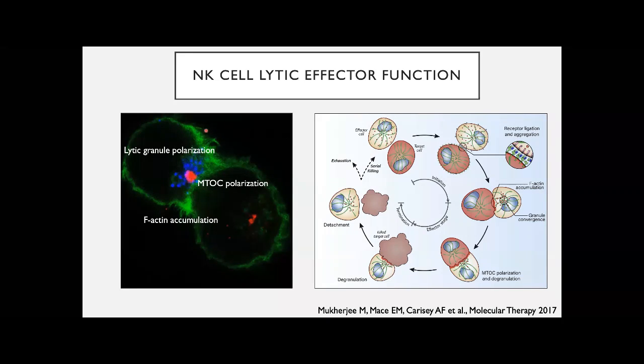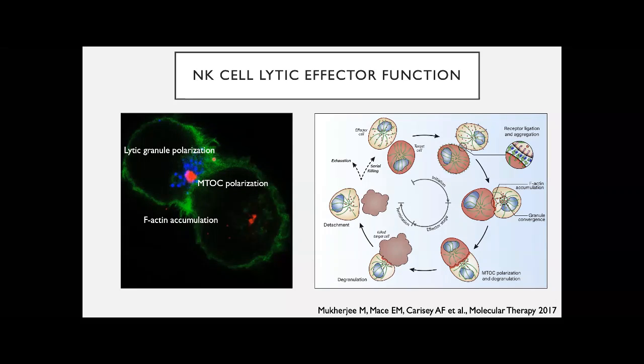And so shown here on the left is an example of a fixed cell confocal image of an NK cell shown here on the top, about to kill a susceptible target cell shown here on the bottom. And so we can see that the lytic granules containing perforin are stained in blue, and we can see that they've converged around the microtubule organizing center, which is shown here stained in red. And then this has been polarized at the immune synapse.